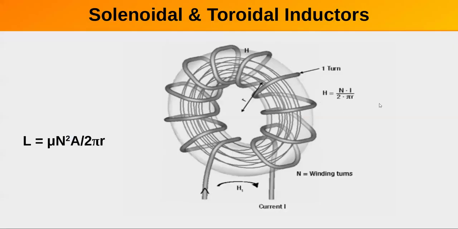There's just a picture of a toroid and how the flux lines are all contained within, and a formula there for figuring the H field. And another one over there for the actual inductance, and you can see the number of turns squared times the area times the permeability divided by 2 pi r.